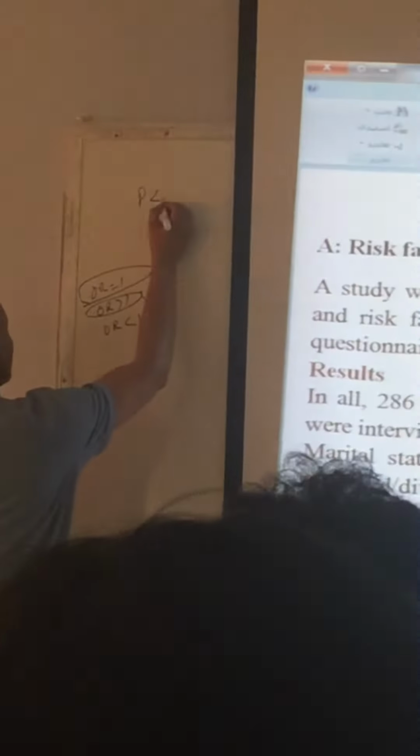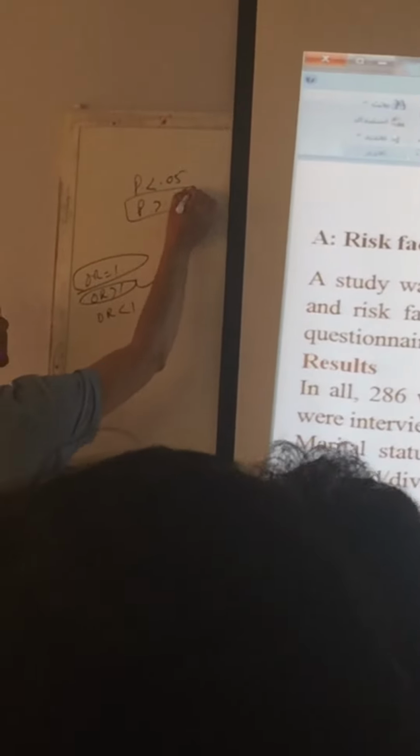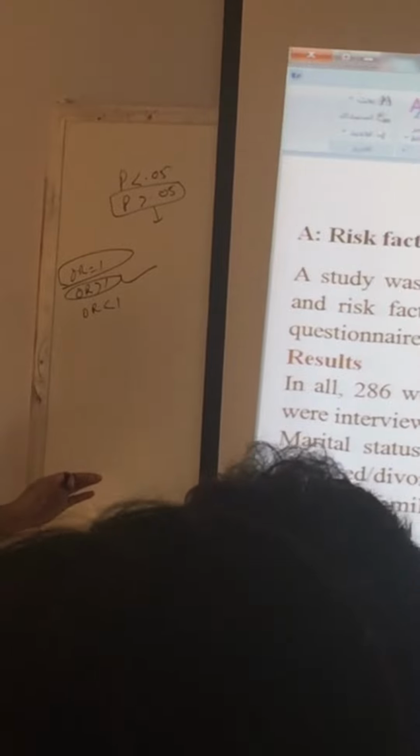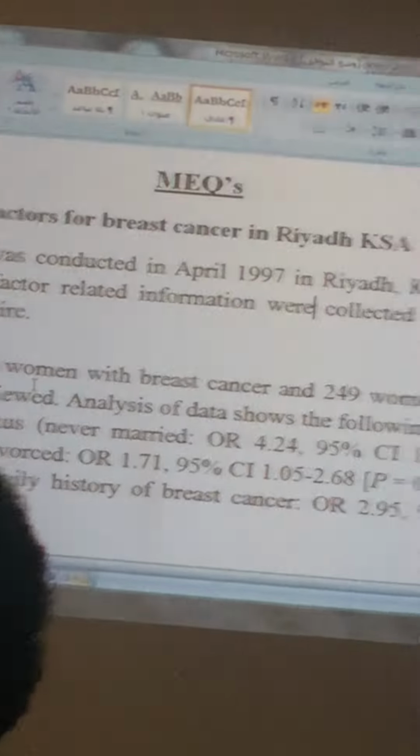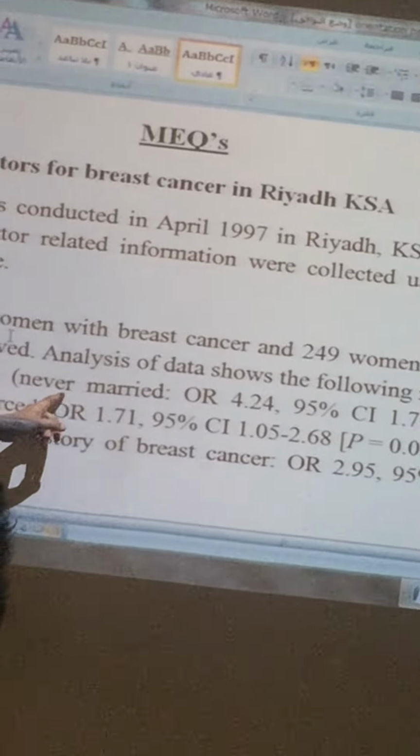There are two things. The p-value you have to understand: if it is more than 0.05, it means that there is no difference between those who are exposed or who have a risk factor and those who do not have a risk factor. If the p-value is less than 0.05, there are significant differences. Means that those females who have never married have a higher risk of developing breast cancer as compared to other groups.